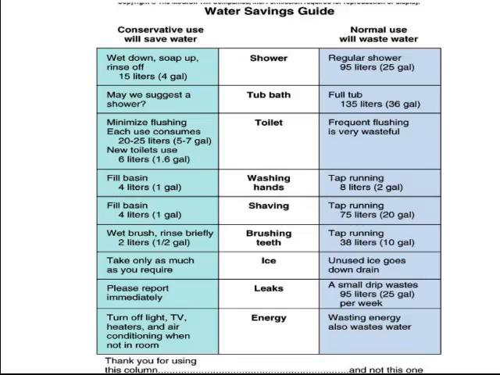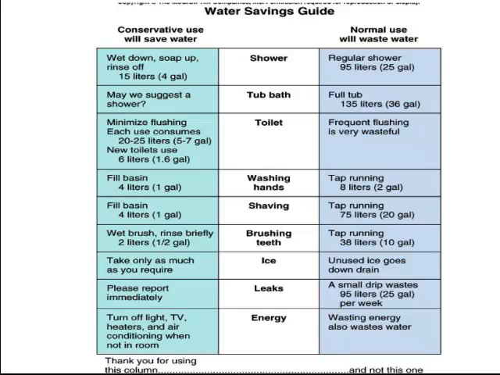Now, of course, there's also things like running your dishwasher only when it's full, running your washing machine only when it's full. Washing machines and dishwashers are the most efficient when they have a full basket. If you don't fill the basket completely, then you're using more water than you should be to do that amount of laundry or that number of dirty dishes.